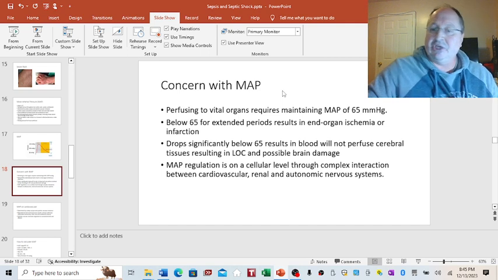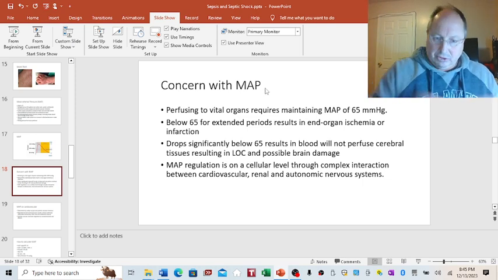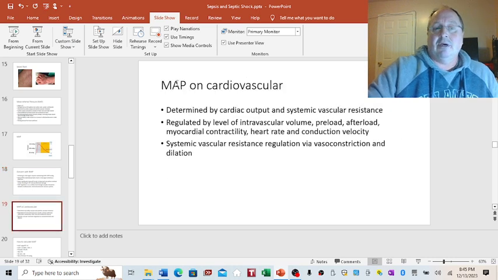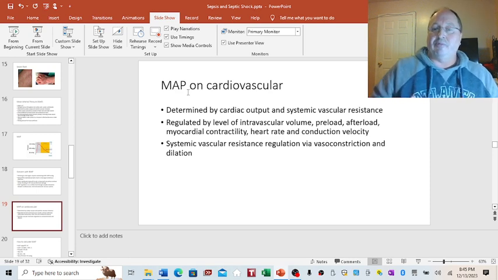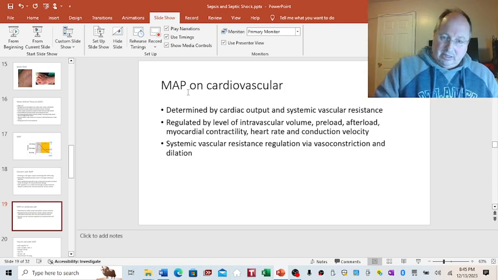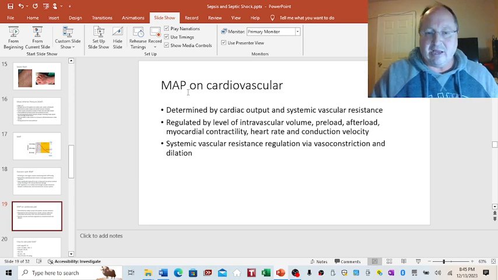Regulation happens on the cellular level through the complex interaction between the cardiovascular, the renal, and autonomic nervous system. All those come together and are a big factor with the MAP. On the cardiovascular side, it is determined by cardiac output and the systemic vascular resistance, regulated by the level of intravascular volume, preload, afterload, myocardial contraction, heart rate, conductivity, all this stuff that we thought when we were in medic class, oh, I'll never need to know that stuff.